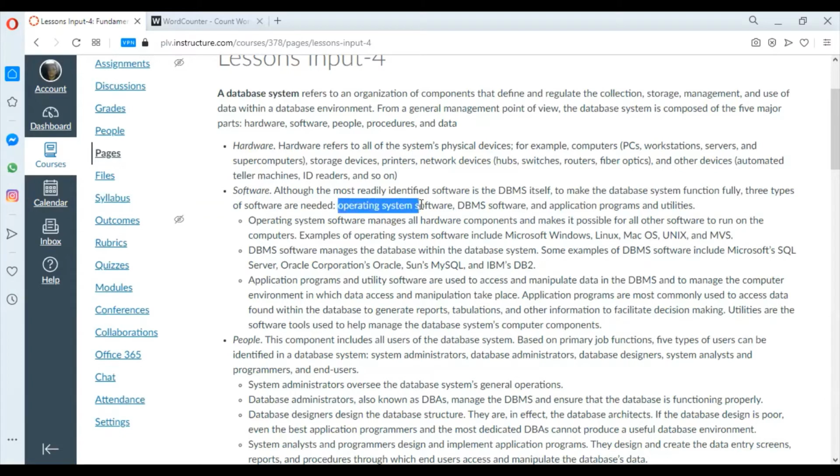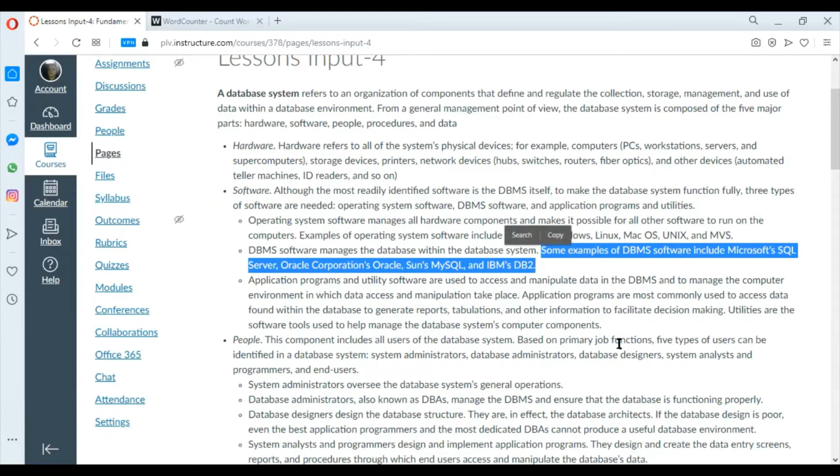We also have the OS or operating system, as well as application programs and utilities. The OS manages all hardware components and makes it possible for all other software to run on the computer. Examples of OS are Windows, Linux, Mac OS, Unix, MVS. We also have iOS, Android, or any other operating system. For the DBMS, as I have said, I will not repeat the examples anymore.